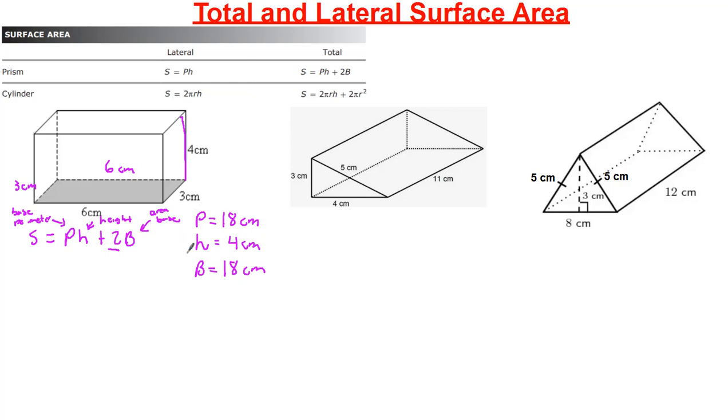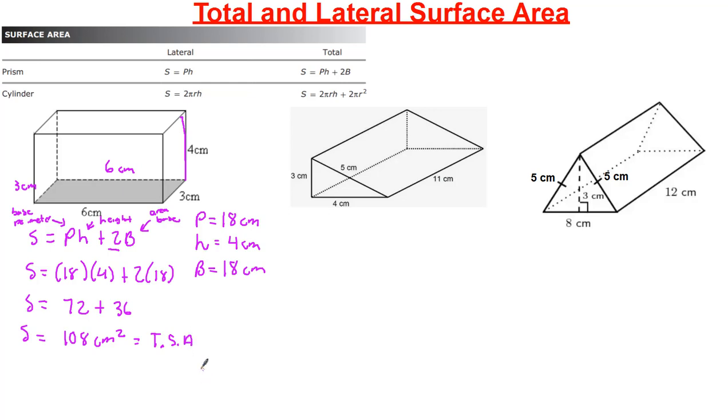Now, once we have all of these, it's just very, very simple. We just plug it into the formula. So perimeter is equal to 18. H, as you can see, we figured out is equal to 4. And then 2 is just 2. And then our base area is going to be equal to 18. So now, we could do 18 times 4, and you could just put this all into your calculator, but I'm just going to separate it into steps. And then 18 times 2 is going to be equal to 36. So next, S is going to be 72 plus 36, which is going to give us 108. So 108 centimeters squared, because this is area, is going to be equal to our total surface area.